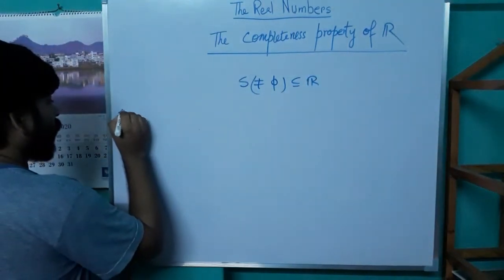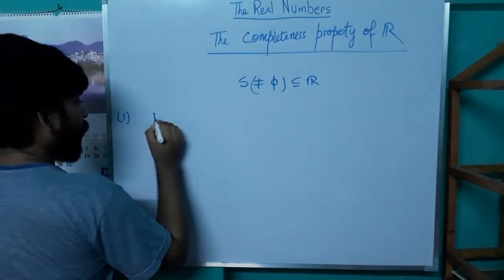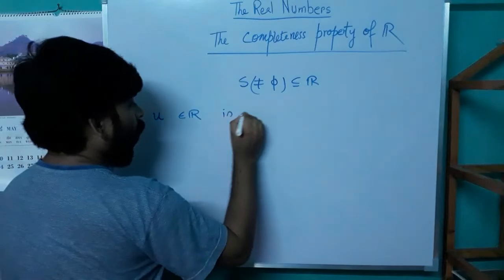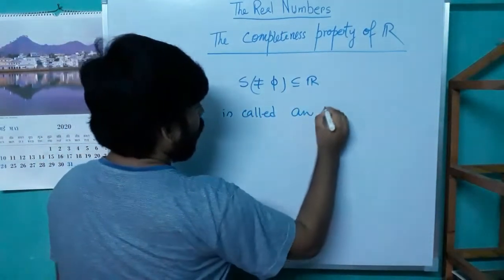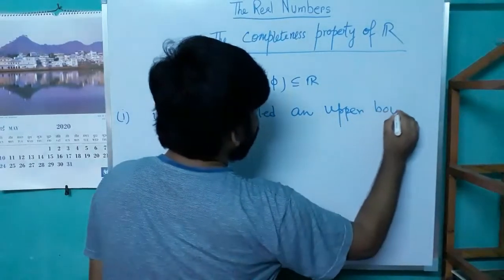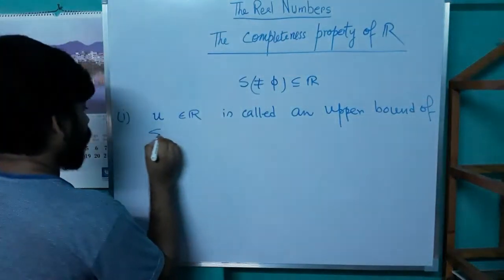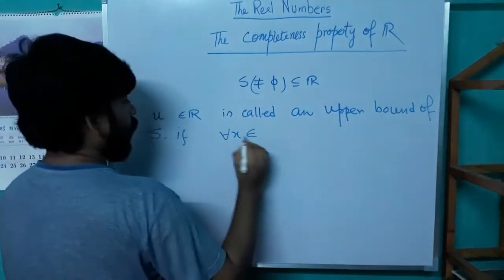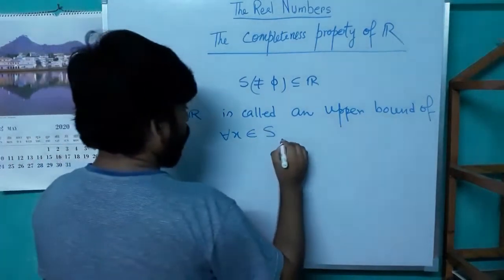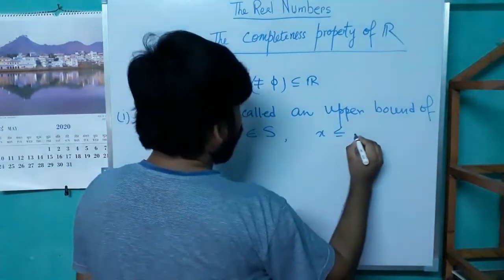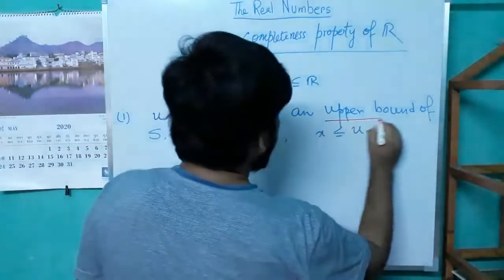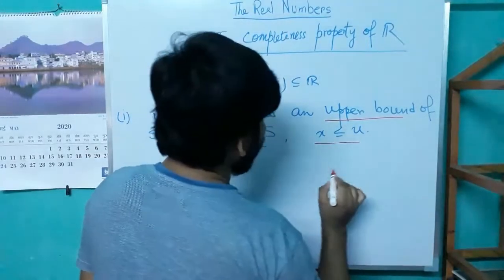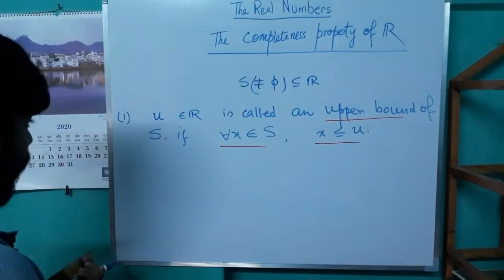First definition: an element U belonging to R is called an upper bound of S if every element inside S is less than or equal to U. U is called an upper bound of S if every element of S must be less than or equal to U. Then U is called an upper bound of the set S.